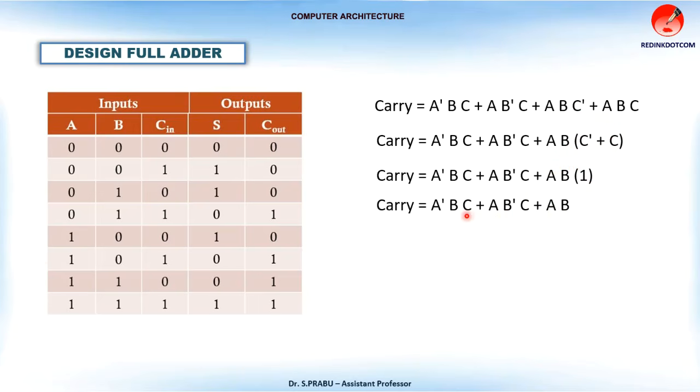For these two terms, C is the common term. So I can write like this. And A dash B plus AB dash is nothing but A XOR B. So this is the simplification of carry result. But we can do some more steps to reduce this expression.